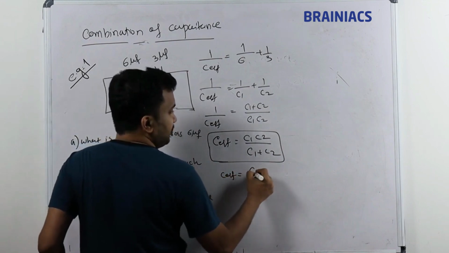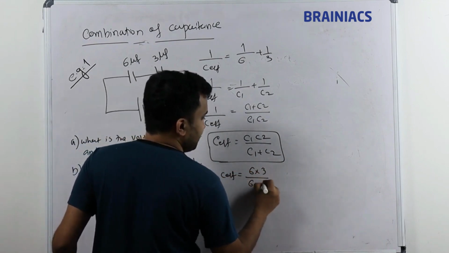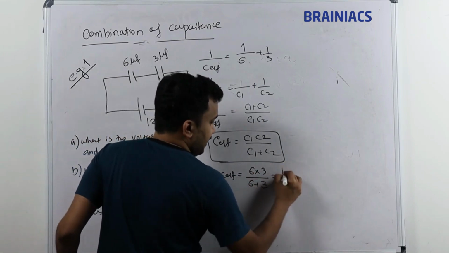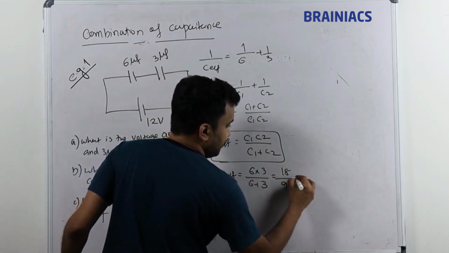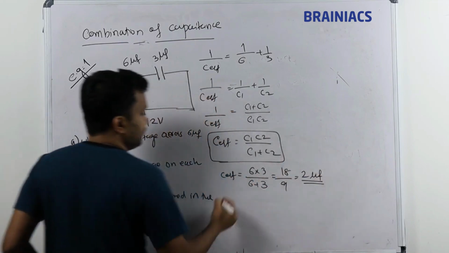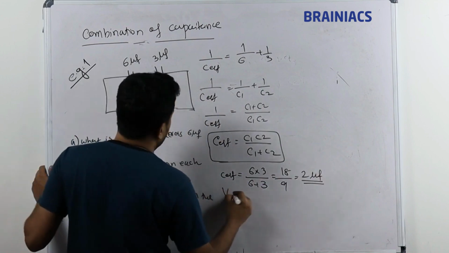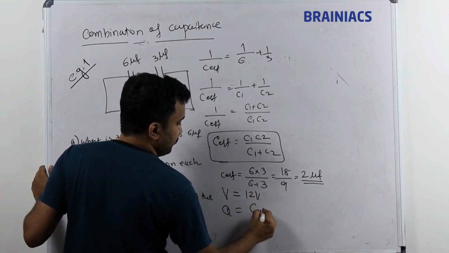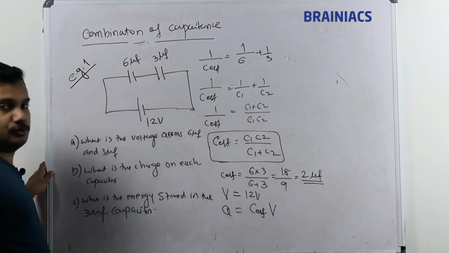C effective is equal to 6 into 3 divided by 6 plus 3. 6 into 3 is 18, 18 divided by 9 is equal to 2. How much? 2 microfarad is the total capacitance. What is the total voltage? Total voltage is given, 12 volt. So what is the total charge? Q is equal to C effective into V. Q is equal to CV.